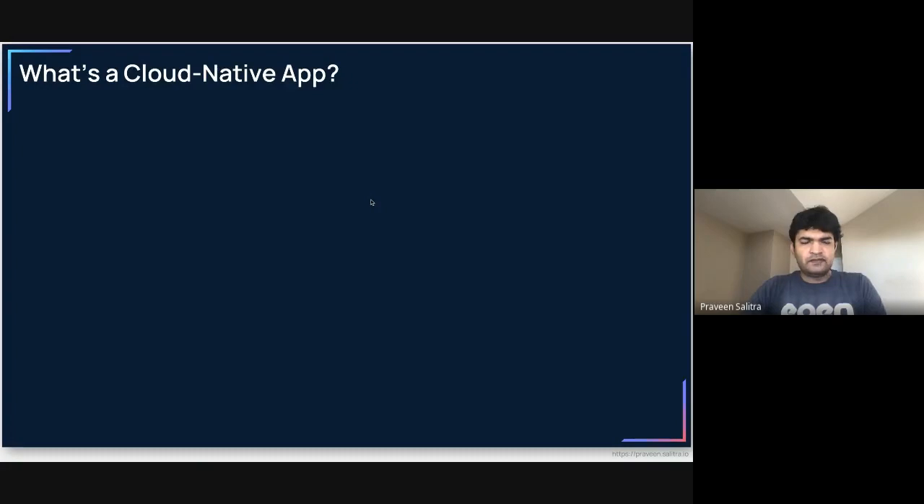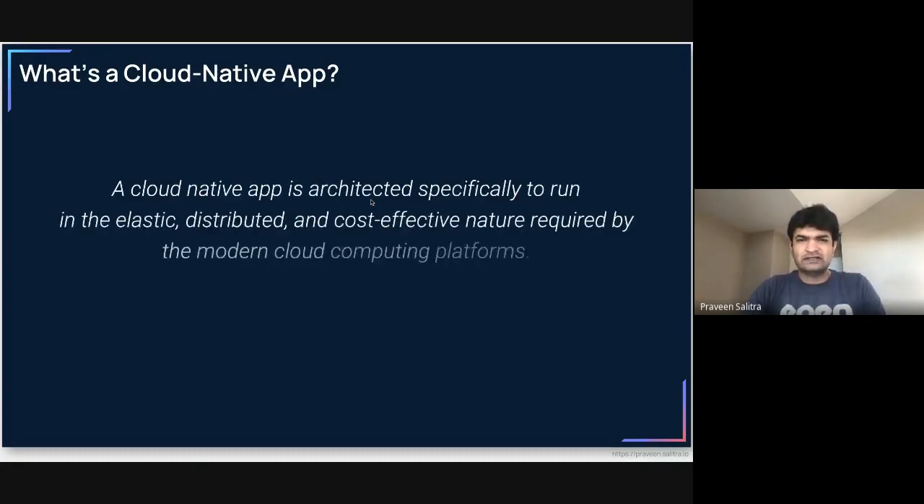So first question is, what is a cloud native app? If you look at the definition, I think somewhere from Deloitte, it is an app that is architected specifically to run in an elastic, distributed, and cost-effective nature required by the modern cloud providers that you have. For this example, I'm going to be keeping in mind 3 public cloud providers that we have, AWS, Azure, and Google Cloud. At Egen, we have been using all 3 for a lot of our different customers, so we have understanding from a specific vantage point. So we'll go through there.